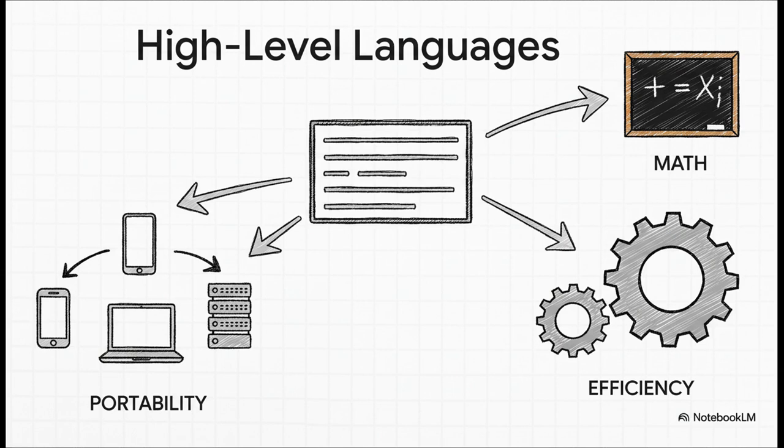And the compiler is exactly what makes these high-level languages so powerful. We can use math that looks just like the math we learned in school. We can write way less code to get a lot more done. And maybe most importantly, we get portability. That means the same code can be compiled to run on your phone, on my laptop, or on some massive supercomputer. It's a game changer.